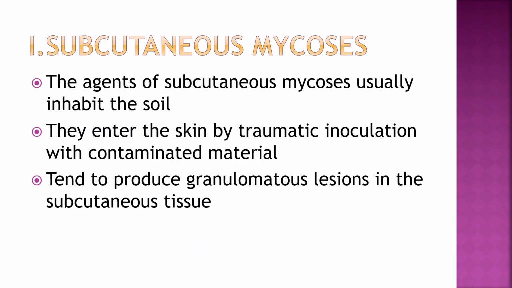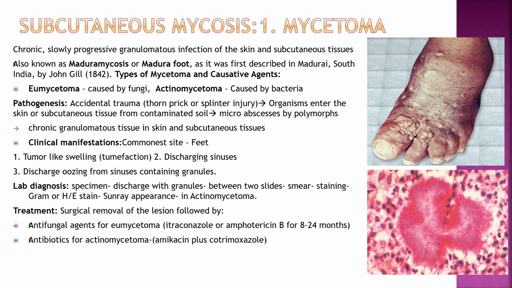The agents of subcutaneous mycosis usually inhabit the soil. They enter the skin by traumatic inoculation with contaminated material and tend to produce granulomatous lesions in the subcutaneous tissue. So first is the mycetoma. It is a chronic, slowly progressive granulomatous infection of the skin and subcutaneous tissue, also known as Madura mycosis or Madura foot, as it was first described in Madurai, South India by John Gill in 1842.